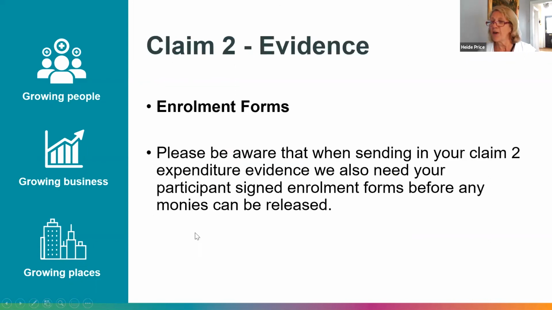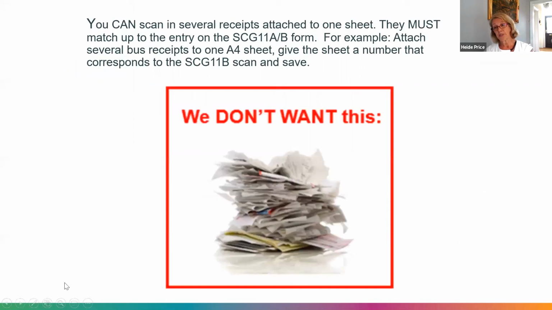It is difficult. Even our finance manager shakes his head at me and goes, "No, Heidi, I can't do this." So please don't play with them. Just a point we need to make, that with your second claim, no monies will be released until we have your expenditure evidence, and we also need the participant signed enrolment forms. So that all comes together with your claim too.